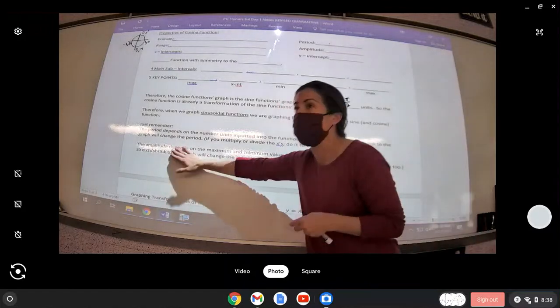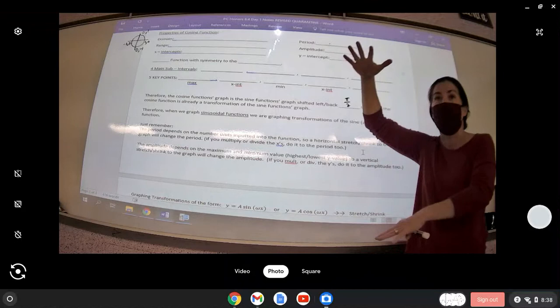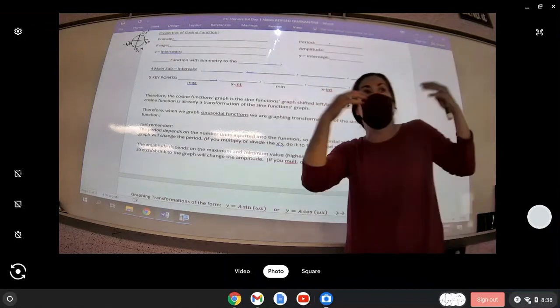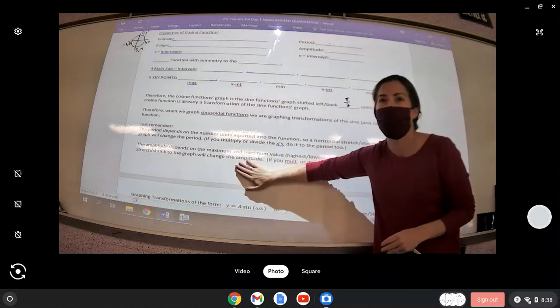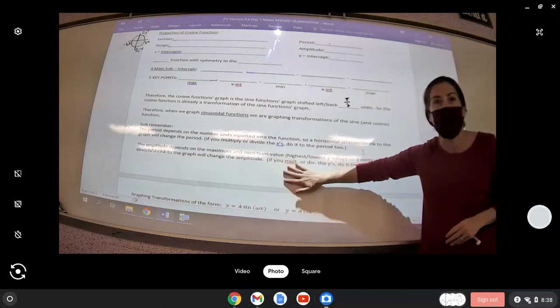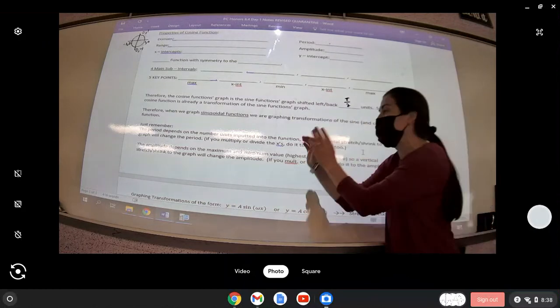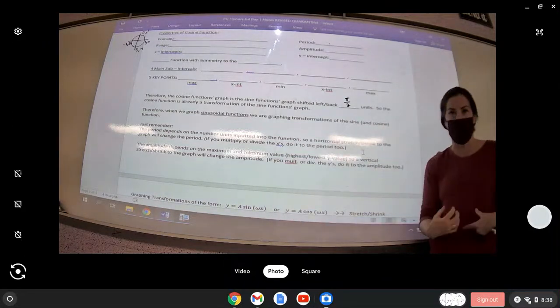If the amplitude depends on how high or low the graph goes, that's the y coordinate. So anytime you transform the y coordinates, you will automatically change your amplitude as well. So be careful with that. If we do something to x, it could affect the period. If we do something to y, it could affect the amplitude.